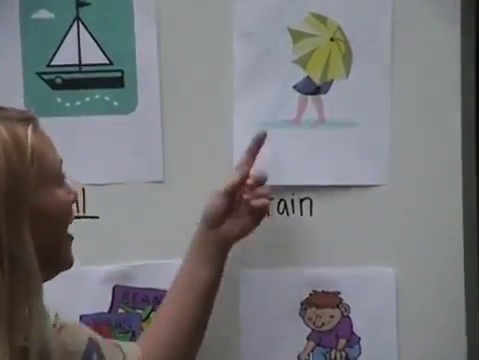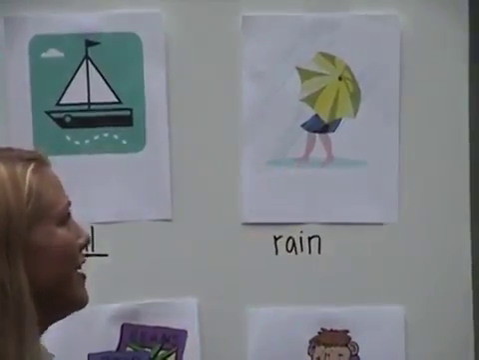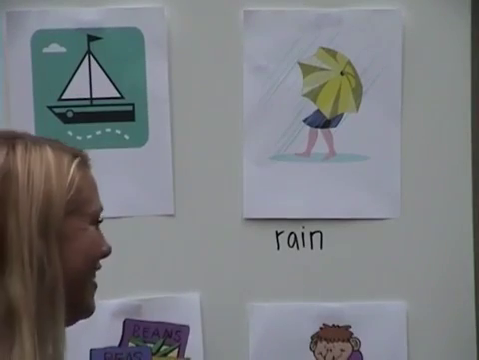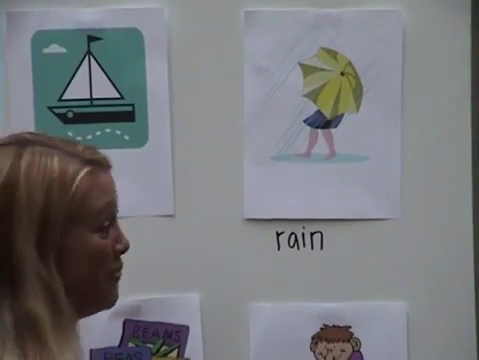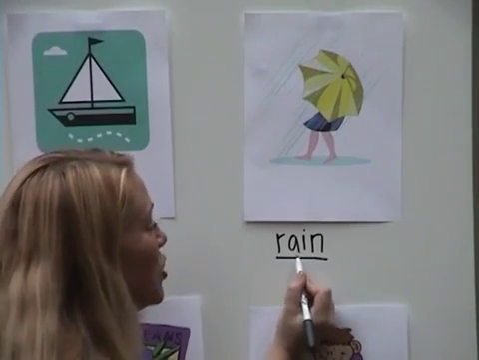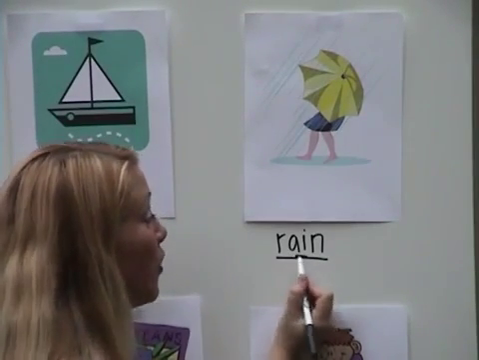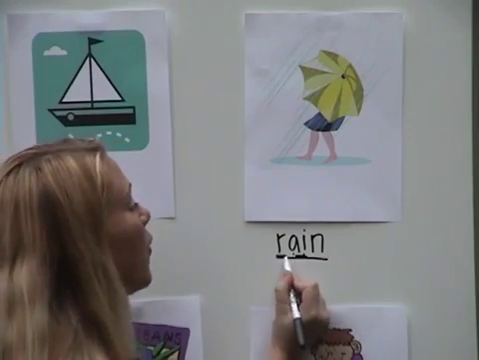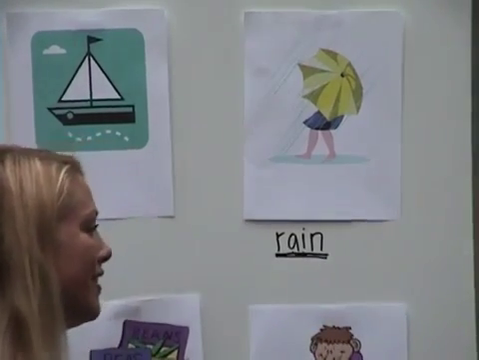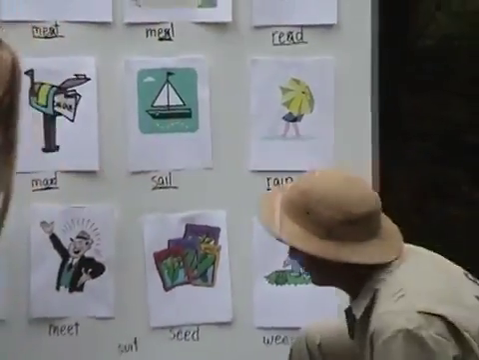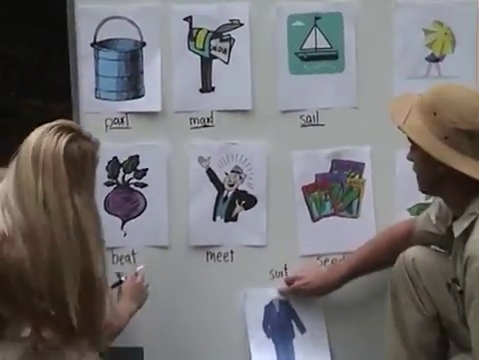Here's a picture of a rainstorm, and this girl's using a nice yellow umbrella. I hate when it gets wet. Yeah, it's not any fun, unless you're in the pool, of course. Here's the word rain. When two vowels go walking, the first one does the talking, and the second one is silent. Rain. I see, so you don't even say the I. Nope.